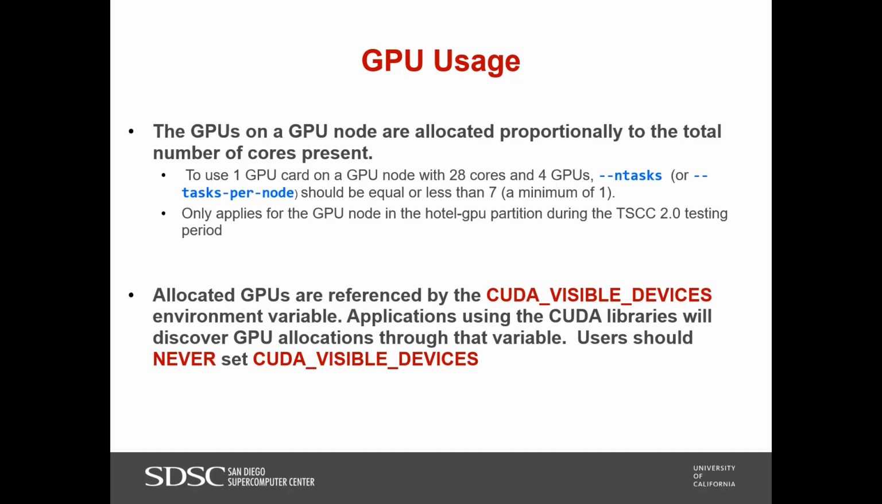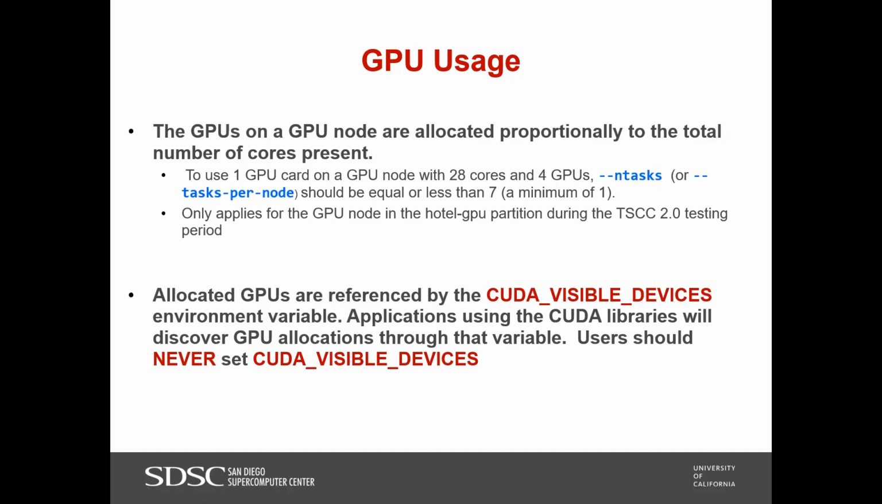And this only applies for the GPU nodes in the GPU hotel partitions during the testing period. And still, these settings are subject to change. They might be different, but we have some QoS commands for you to check the current QoS and the partition settings. And the allocated GPUs are still referenced by the CUDA visible devices.